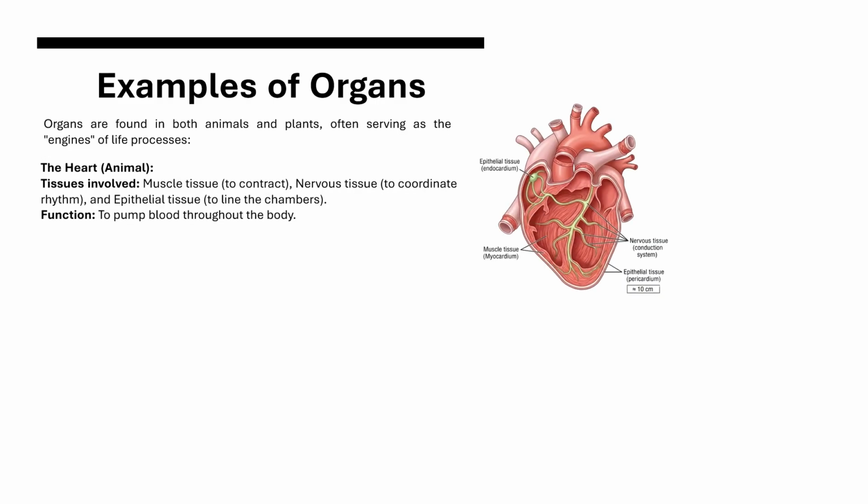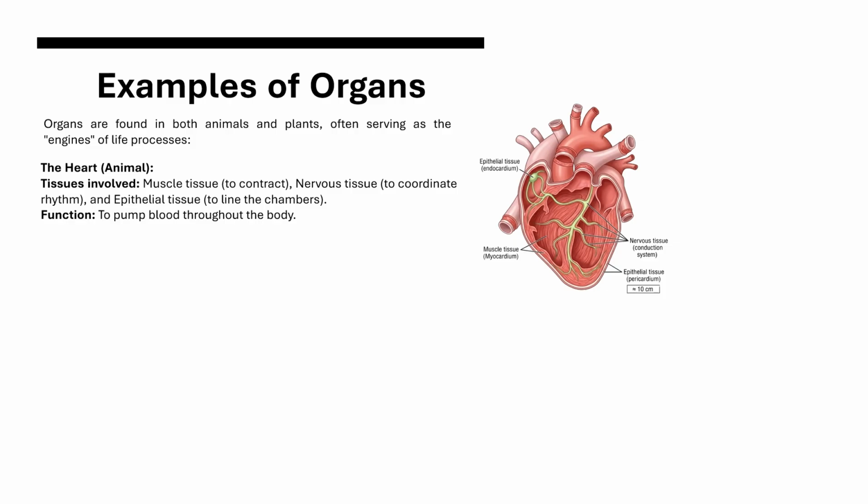Now that we have come to know that an organ is a collection of different tissues, let's look at the engines which power life. We will look at two vital animal organs and one essential plant organ to see how they are built. First of all, the heart, which is the body's pump.